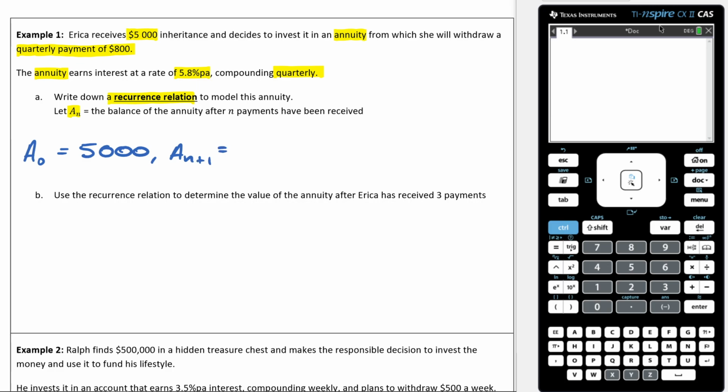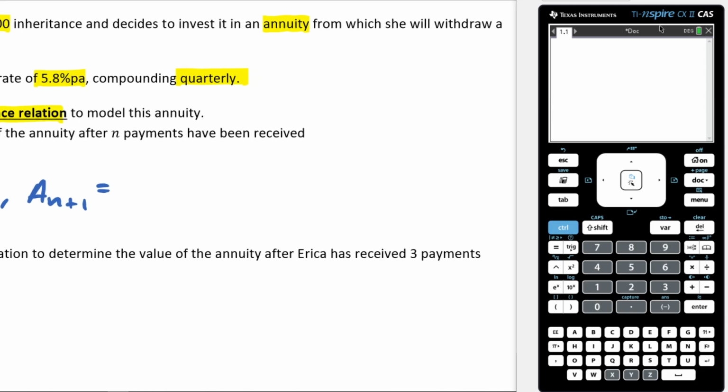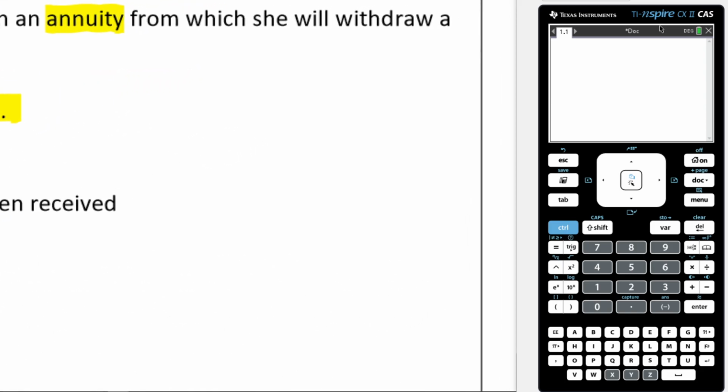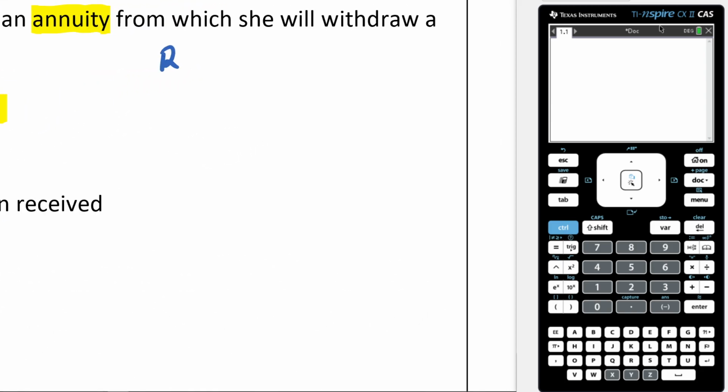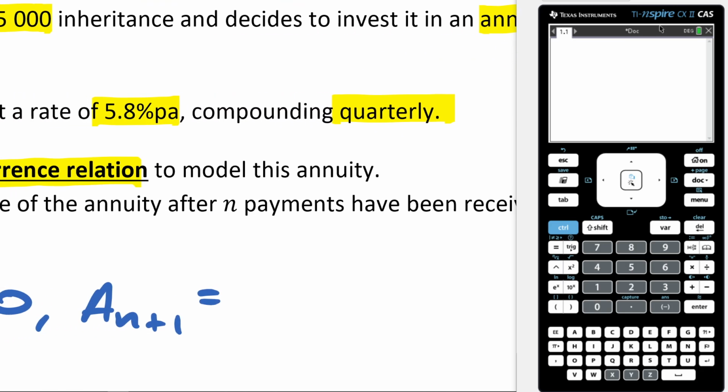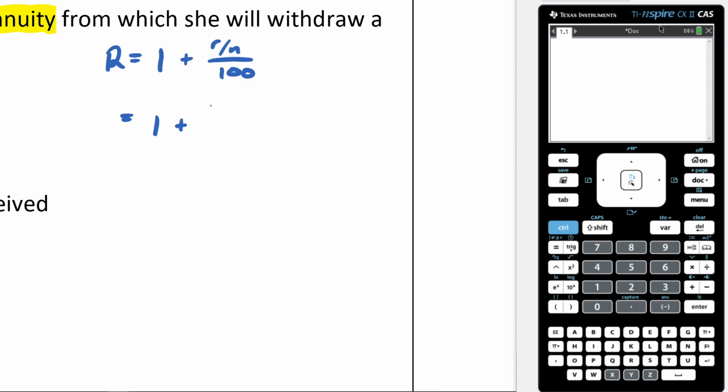Well, I'm going to have to figure out the R value. Let's do that up in this little corner here, so we'll have to write a little bit small. It's going to be 1 plus little r over n over 100, which is 1 plus, my little r in this case is 5.8, and my n will be 4 because it's compounding quarterly. So I'm going to go 5.8 over 4 over 100.